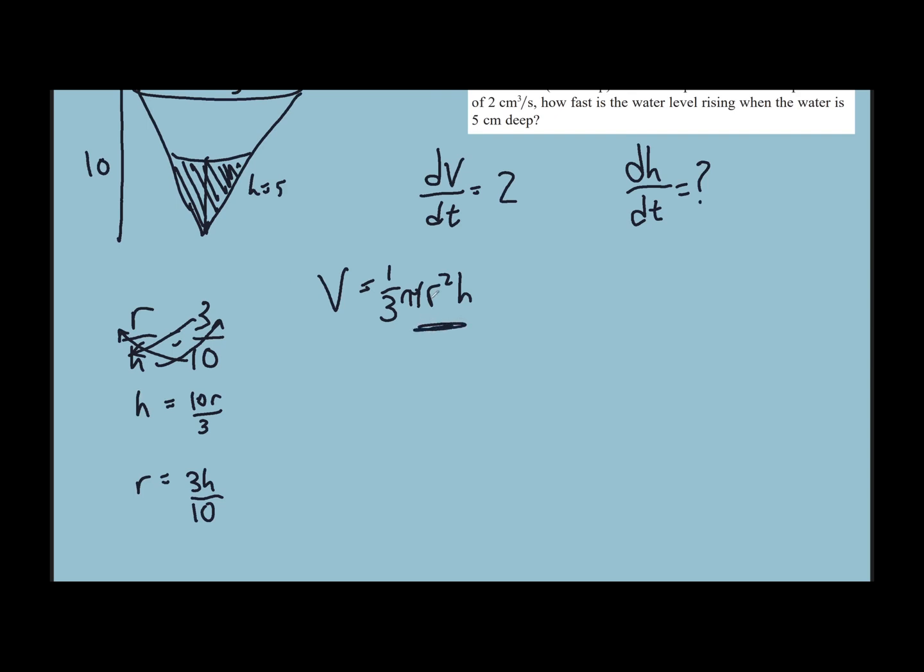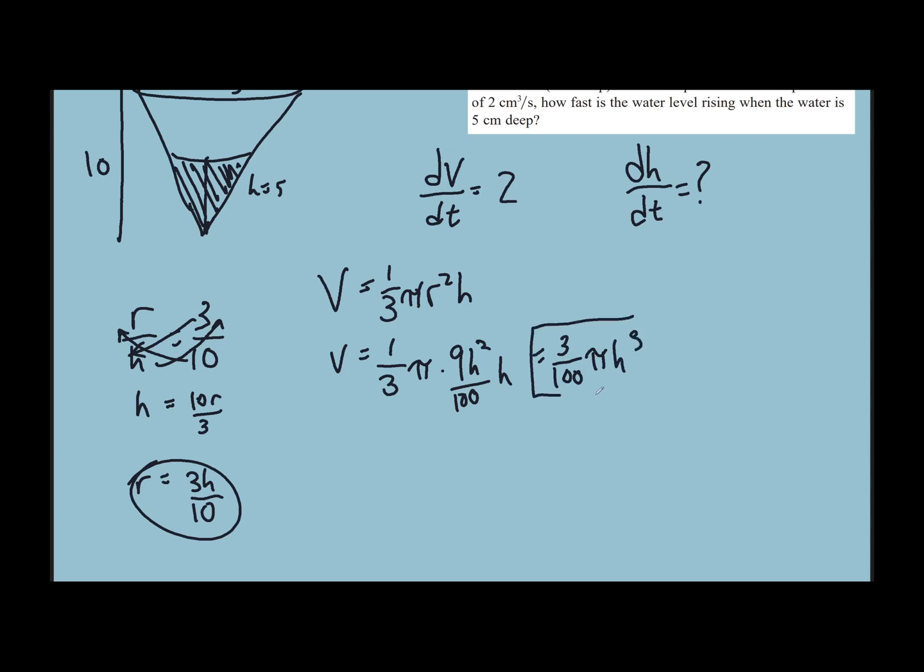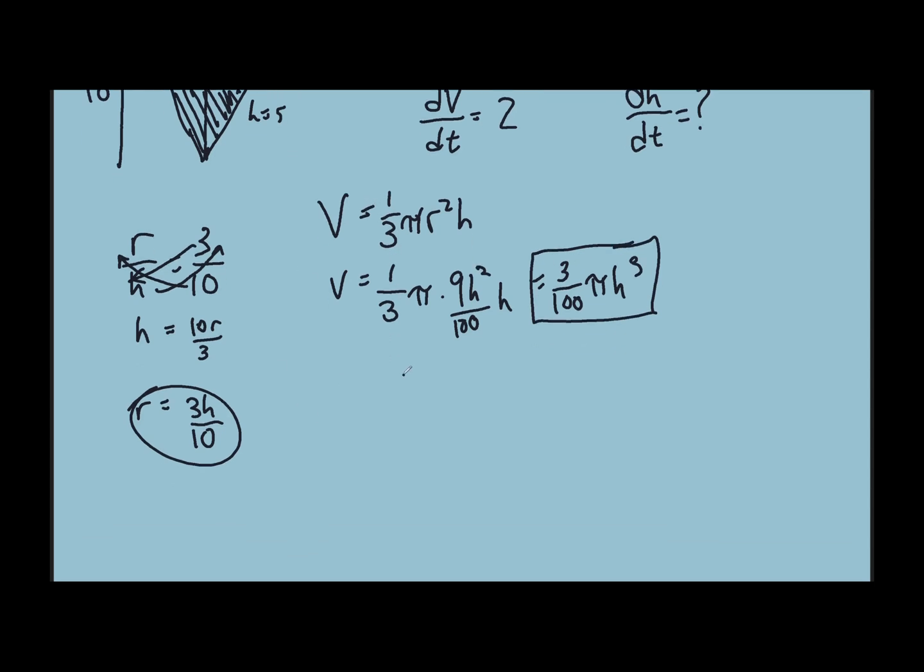If I want in terms of h, then I need to replace r, so we'll use this guy, and I'll rewrite this as 1/3 pi times 9h squared over 100 times h. And 9/3 is 3, so that would be 3/100ths pi h cubed. This is our volume for this particular cone. And we have things just in terms of h now. So we can take a derivative.